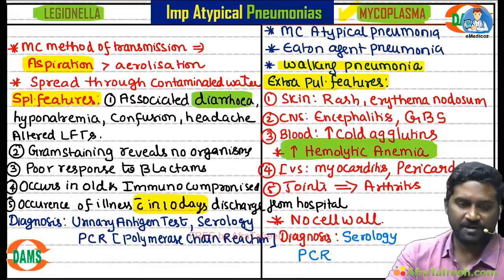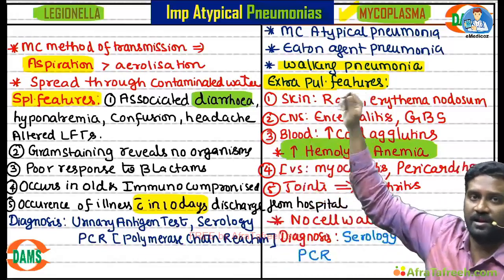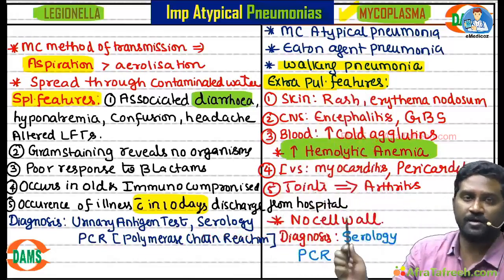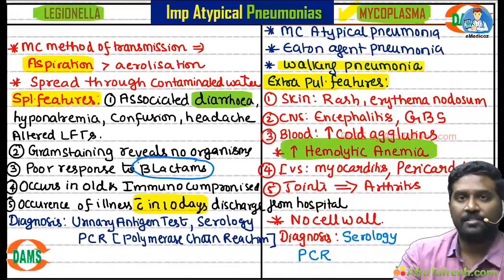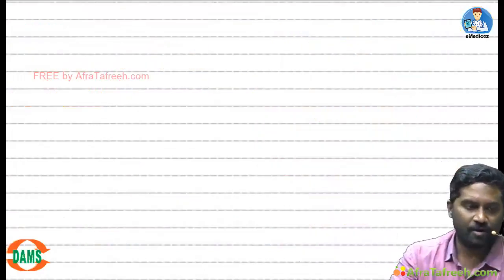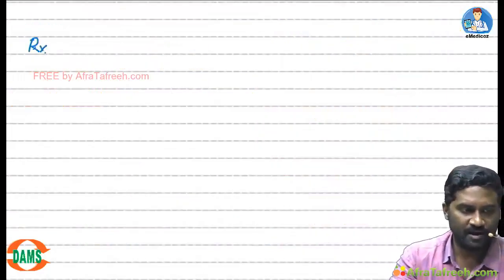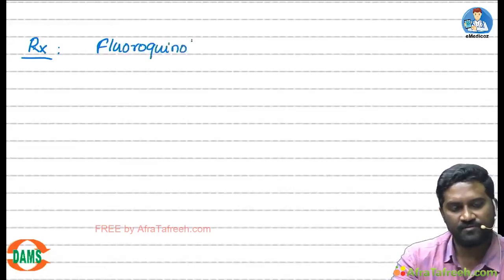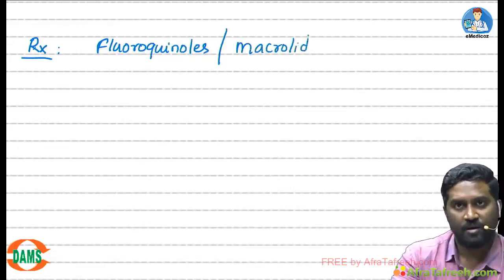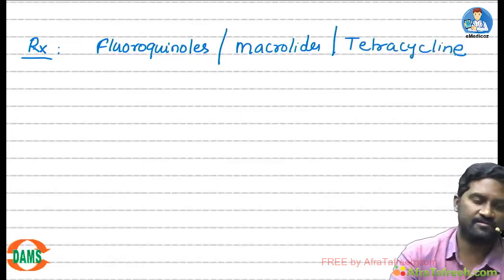Now coming to the treatment, let it be Legionella or mycoplasma. In both, commonly given antibiotics called beta-lactams will not work. Then what will be the treatment? Treatment is common for both. You can give any of these drugs: either fluoroquinolones or macrolides or tetracycline. Any one of the following can be given for treatment of either of these pneumonias.